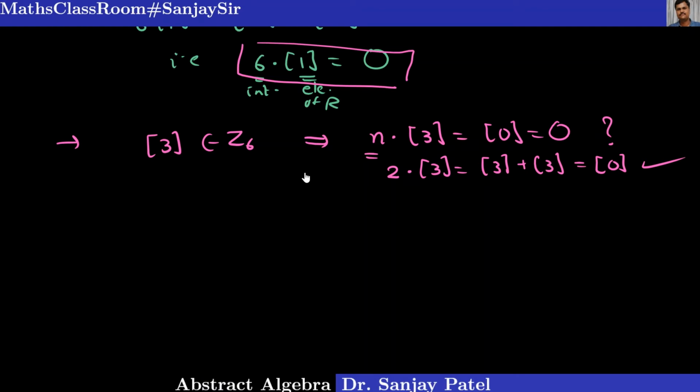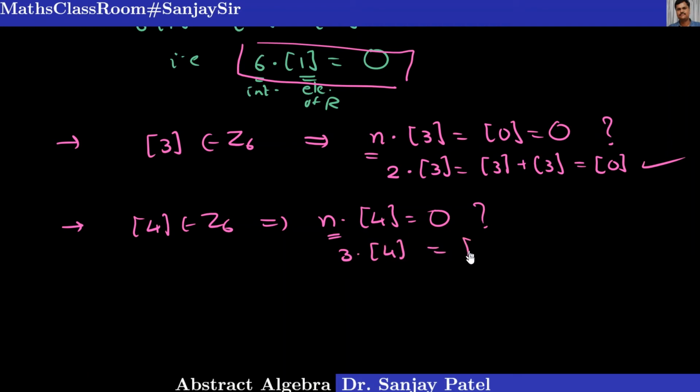Now, if you keep on adding 3 with itself 6 times, definitely you will get 0. Okay. What about 4? For the element class 4 belongs to Z6, what is n so that n into class 4 is equal to 0? Adding 4 plus 4 gives 8, so that is not working. But if I add 4 with itself 3 times, 4 plus 4 plus 4 is 12, and 12 is equal to 0. So in this case, our additive order of 4 is 3.